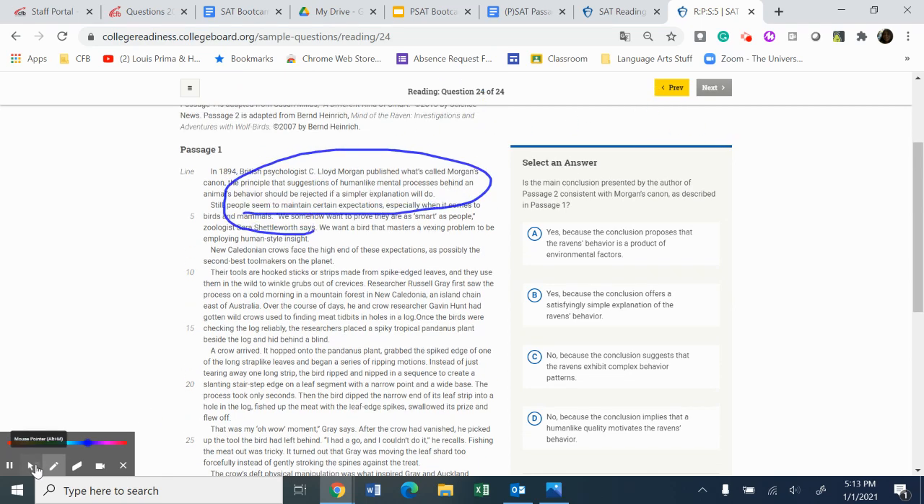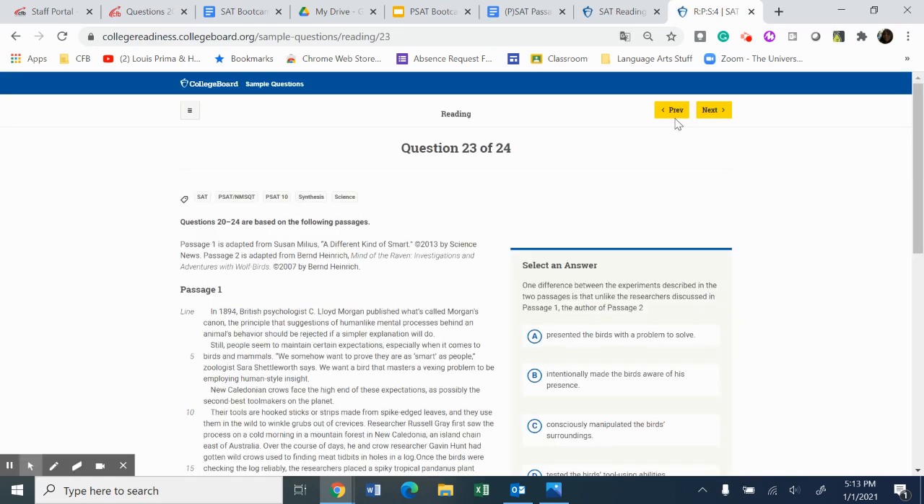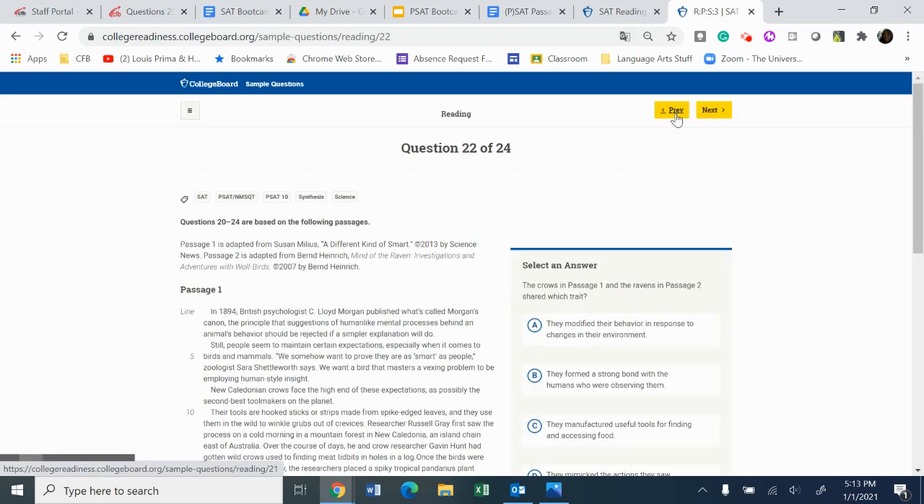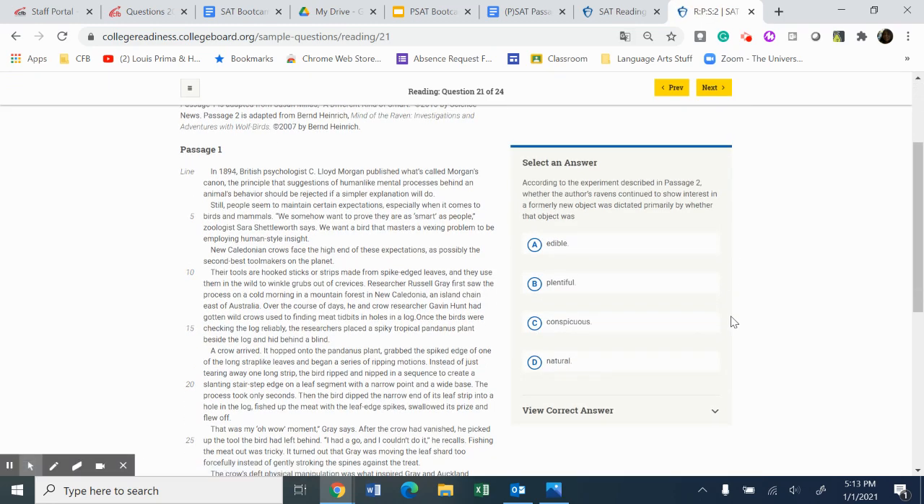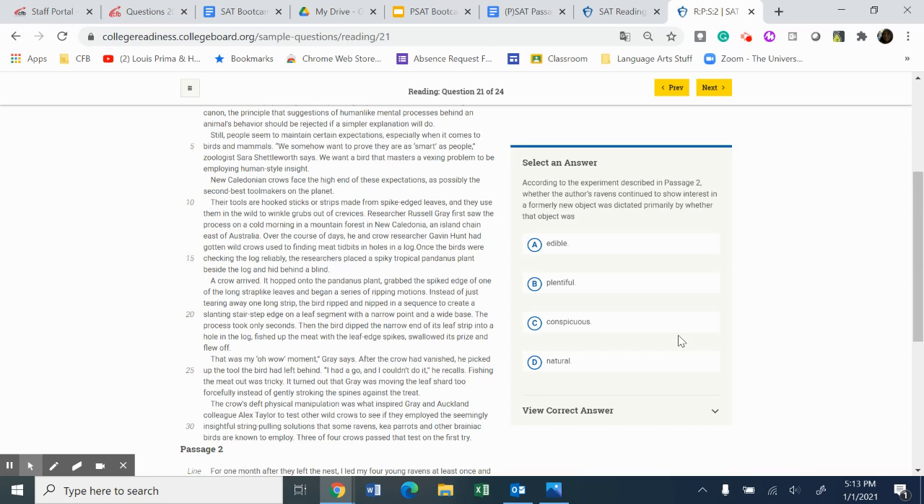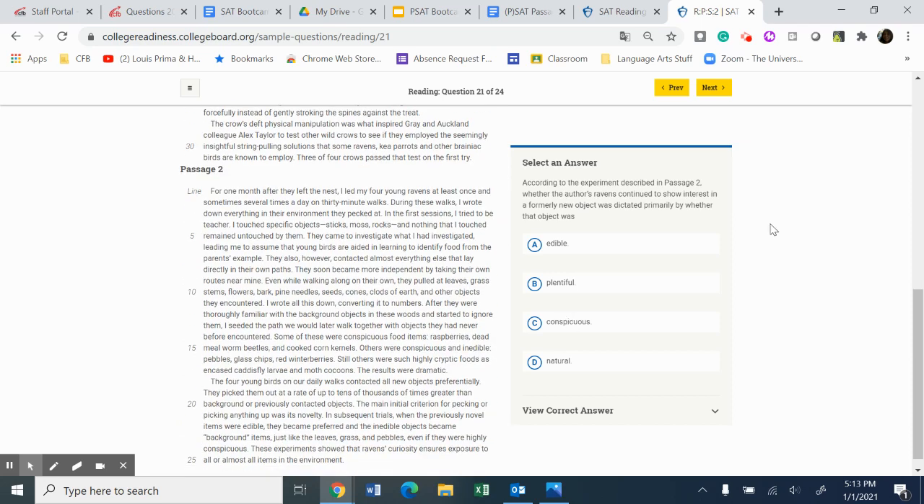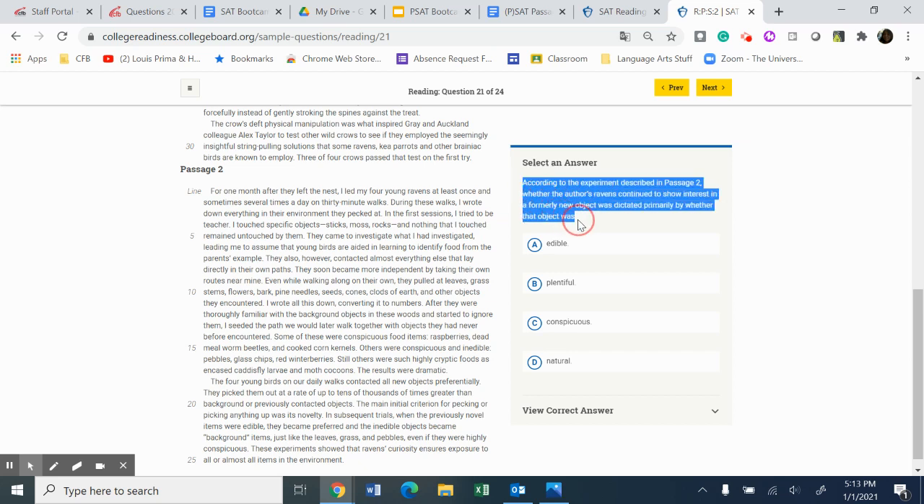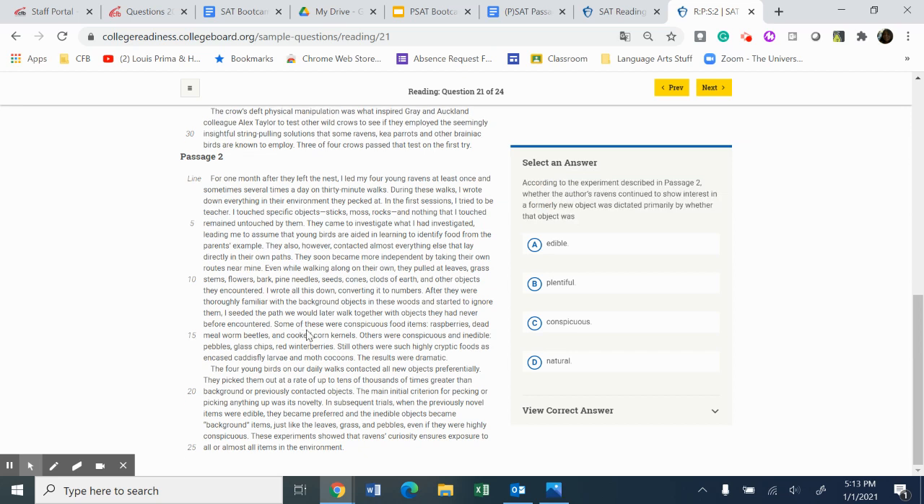But I know this is the one I wanted to attack first, which is question 21. So now that I've gone through the questions, I'm going to survey the actual passage. I'm just going to skip right down to passage 2 because the question doesn't ask me if it has anything to do with passage 1. It's just specific to passage 2.